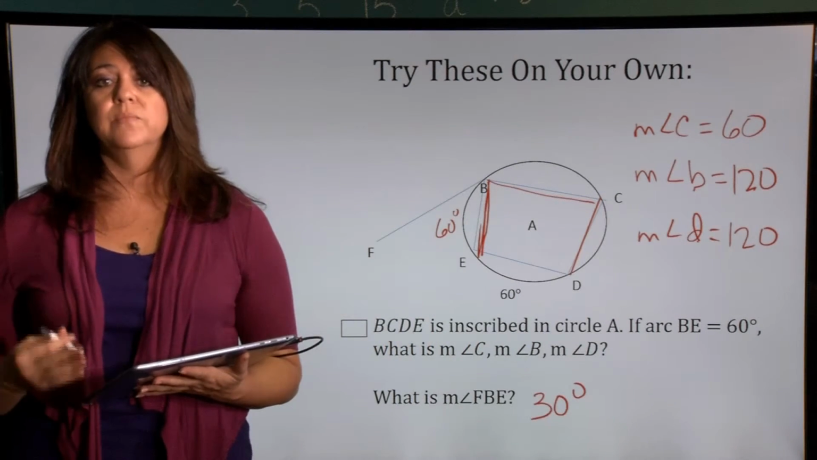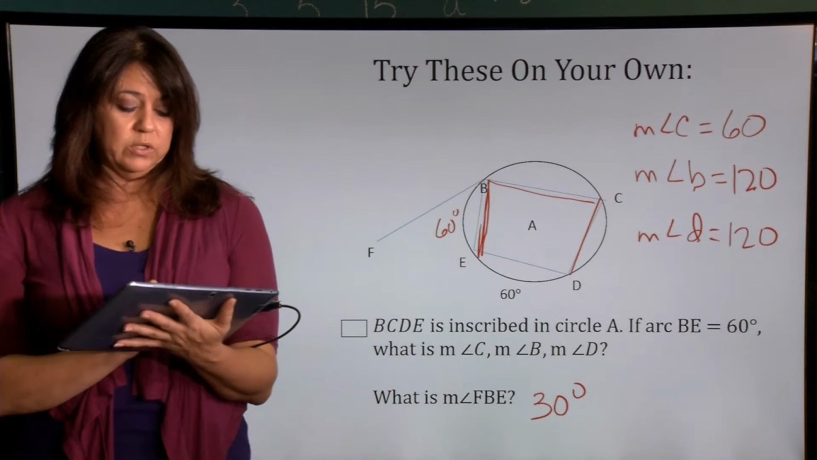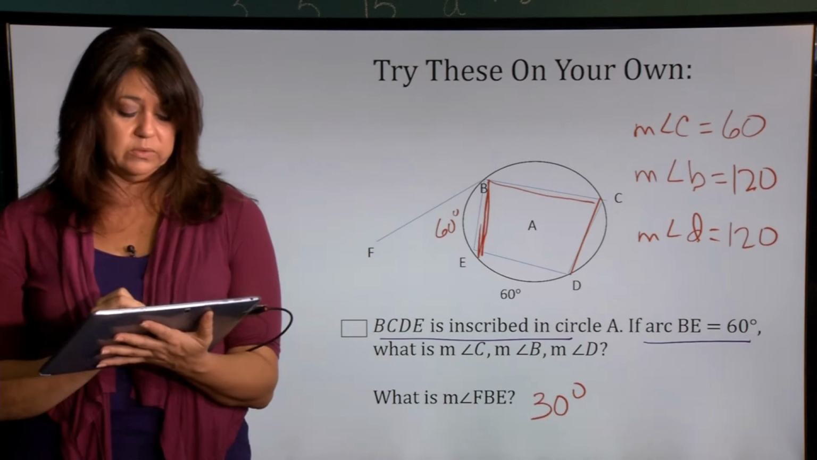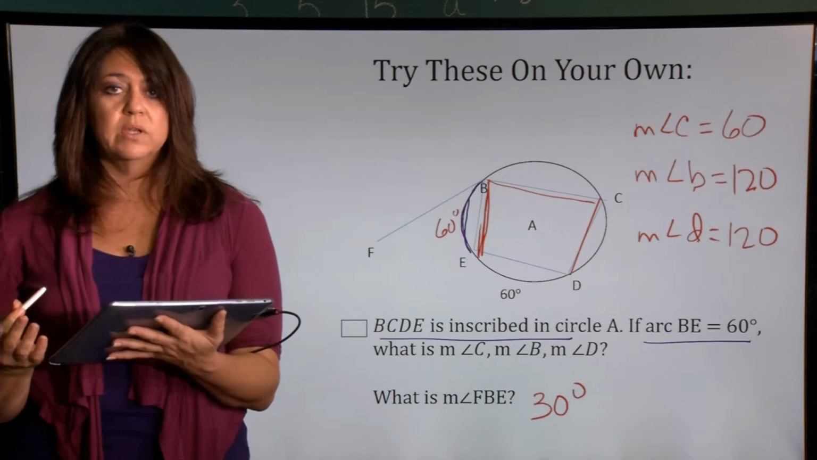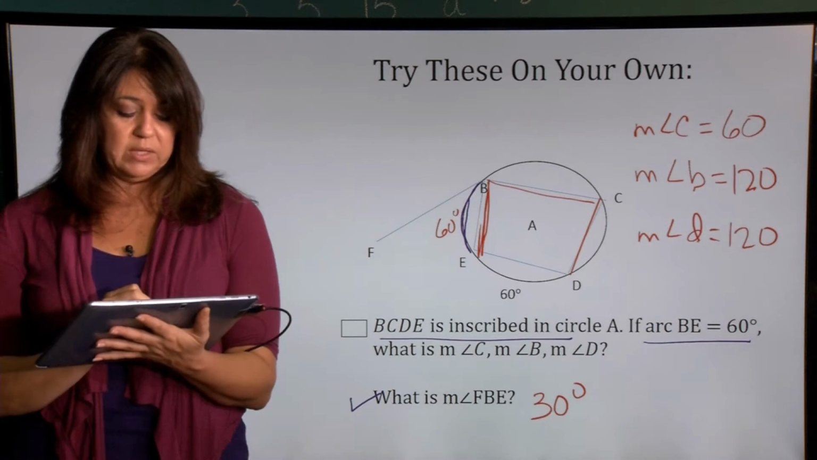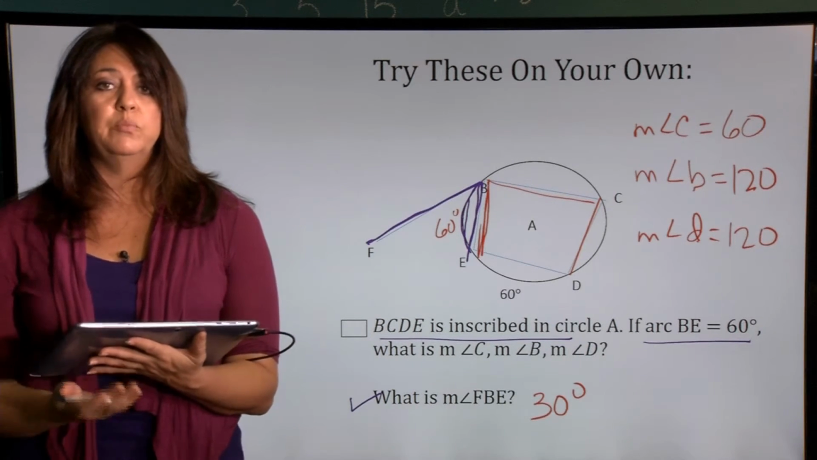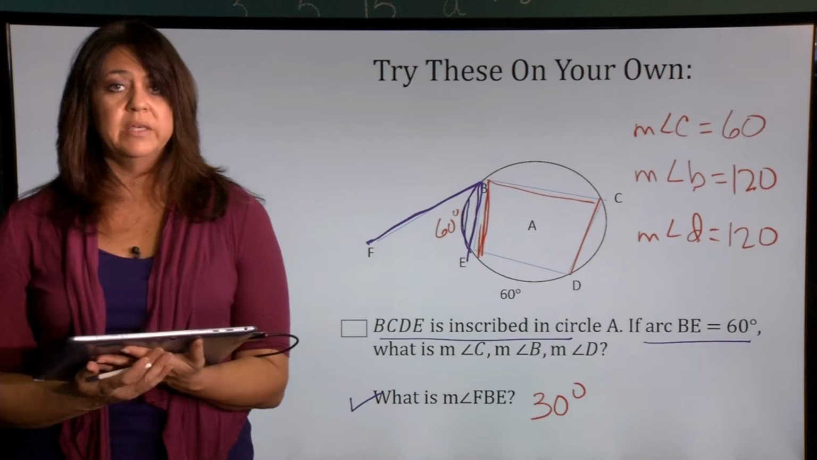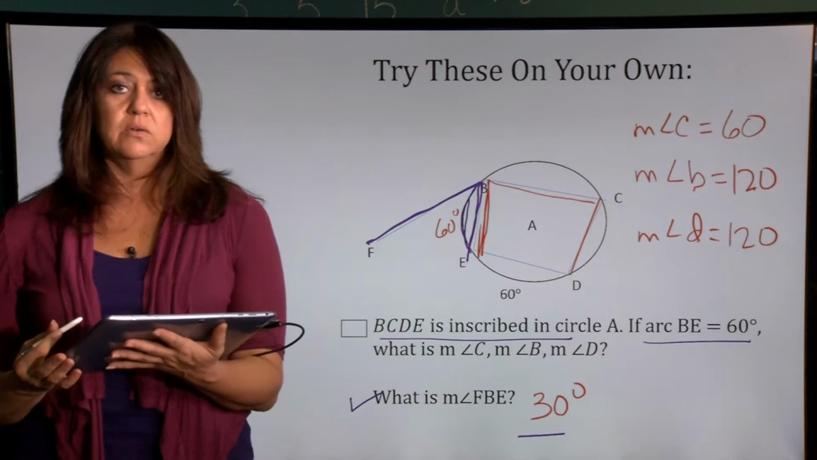I've put the answers here, and we're going to talk out the steps because they can be confusing. We're told that we have an inscribed quadrilateral and that arc BE equals 60 degrees. That's this little bit right here. That's going to be important information for the second question, where we're asked to find the measure of FBE. So the measure of angle FBE is half the measure of the arc. So if arc BE is 60 degrees, then the angle they form is 30 degrees.